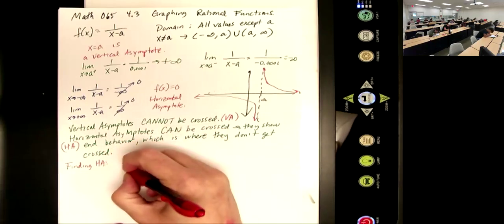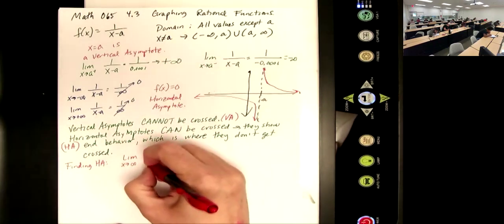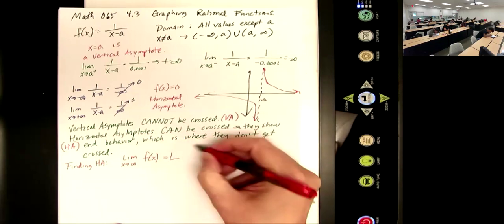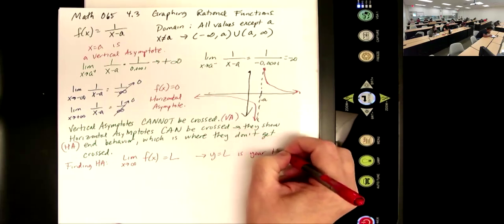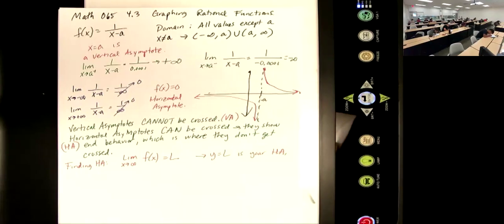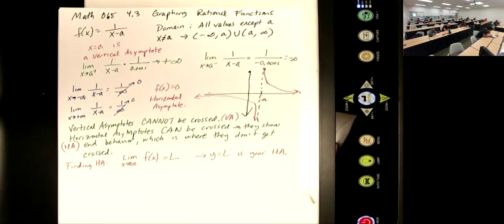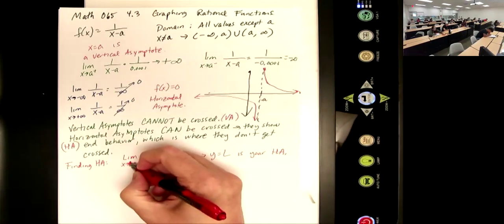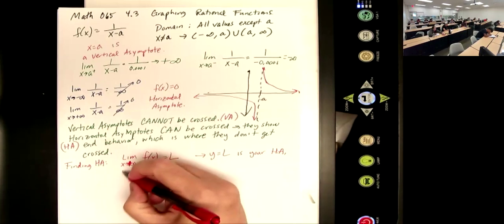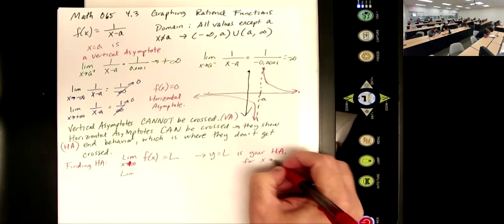Limit as x goes to infinity of f of x. If it equals L, then y equals L is your HA. And I'll say plus or minus infinity, should be the same on both. Well, that's not true. Usually. For x towards positive infinity.